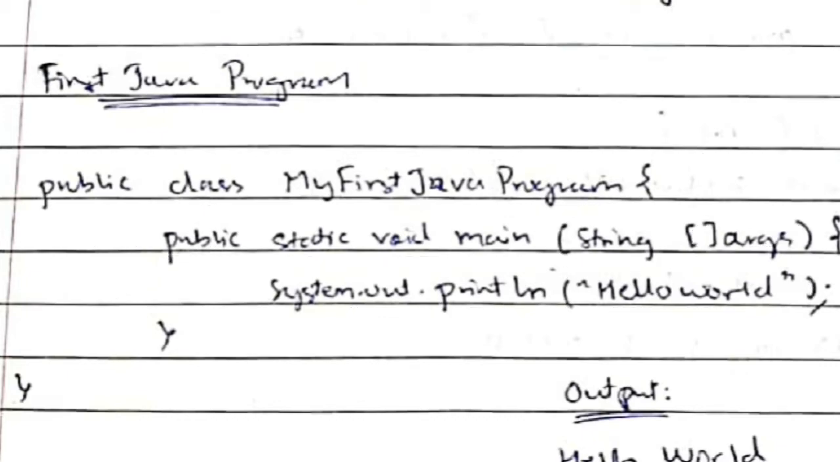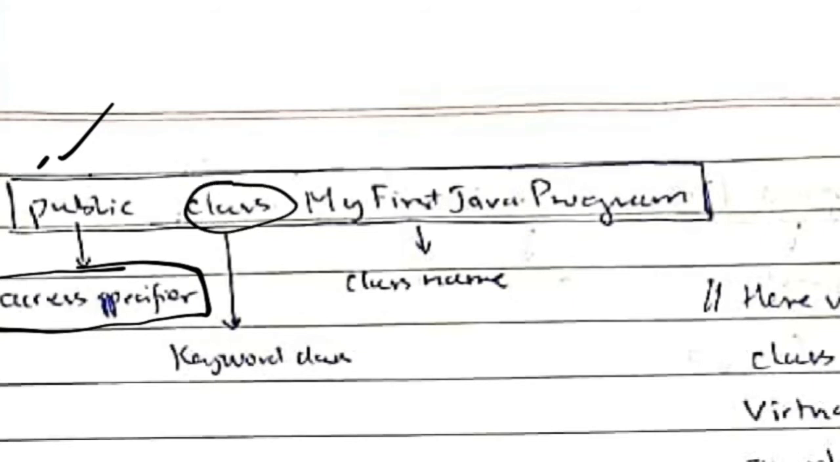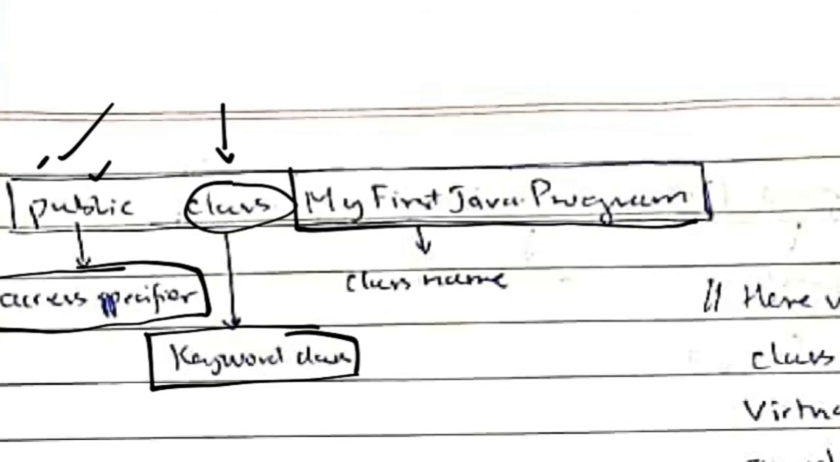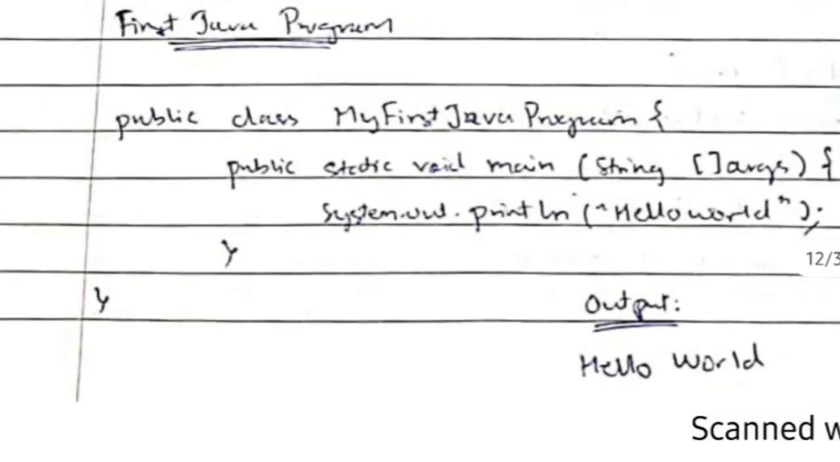What does this mean? Each of these keywords has a specific meaning. Public means it's a specifier, meaning it should be visible to the whole program. This class should be visible, so we are using public. And class is the keyword for declaring a class, and the name of the class will be defined here. Okay, that's the first statement.